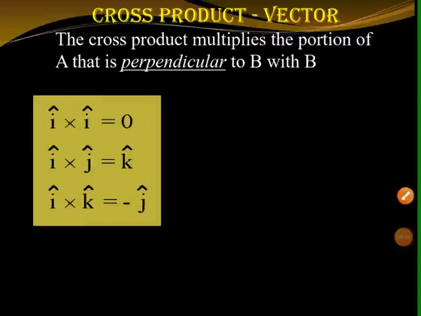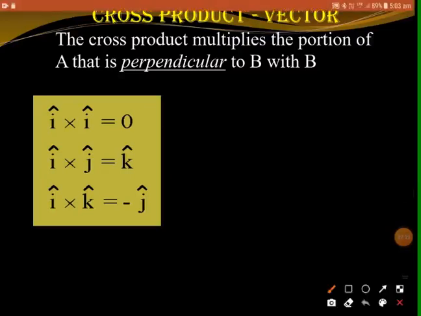Now let's see about the cross product of these unit vectors. That means we are taking only the unit vectors along the x-axis, y-axis and z-axis. Okay, cross product. When I say cross, this cross that is written here, it means multiplication, you can say. In the case of algebra and in the case of vectors, these are quite different.